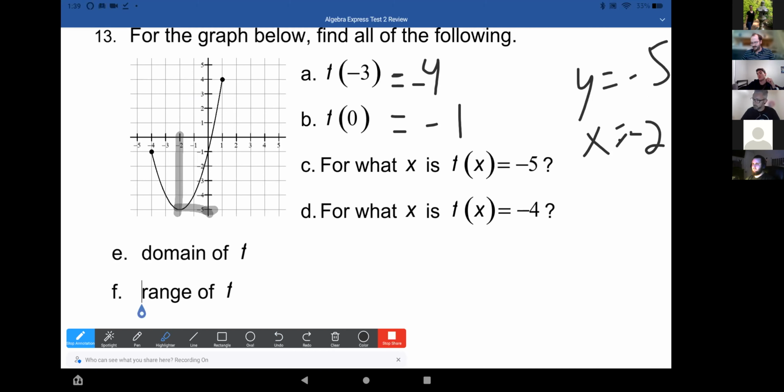Same thing, f of x is a -4. I'm looking everywhere along here where my y is a -4. And where does it hit the graph? -1, right here. I'm looking at -1, -4. It hits the graph there. The correlating x there is -1.